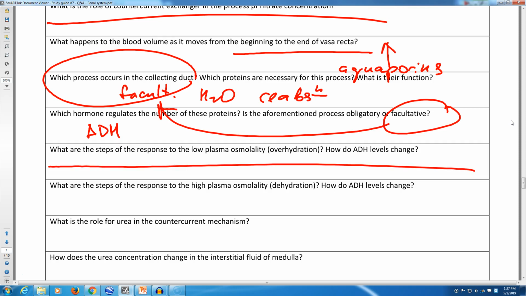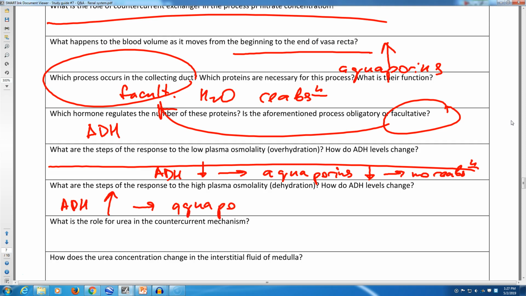Steps of the response to the plasma osmolality. So if you overhydrate, ADH levels go down, right? Aquaporins go down, no reabsorption in the collecting duct. In dehydration, ADH levels go up, aquaporins go up, reabsorption in the collecting ducts.